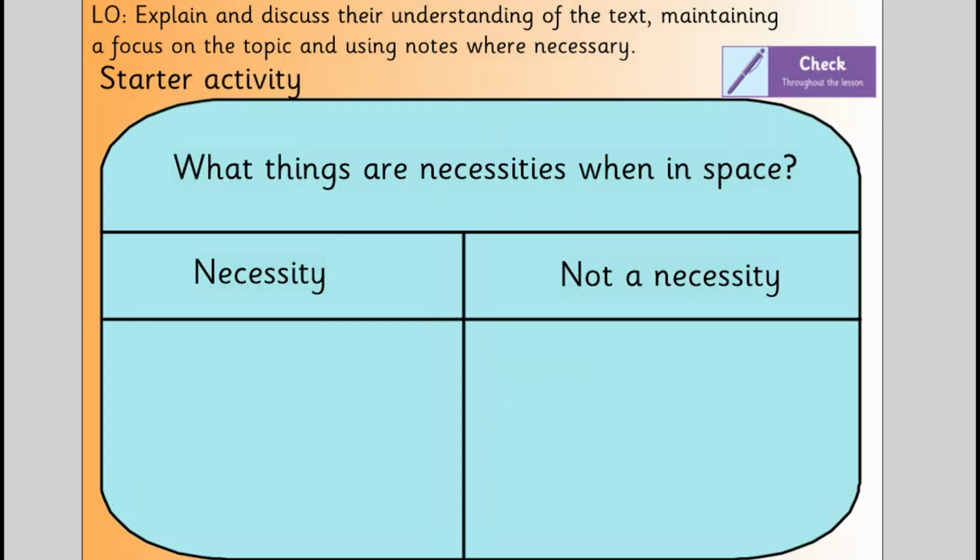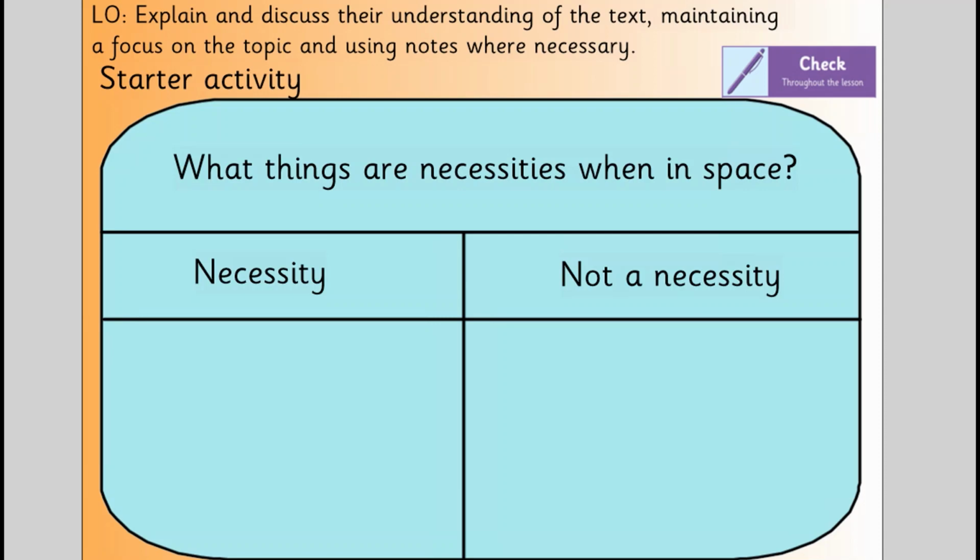So let's have a look at the starter task. What are necessities when in space? What things do we need? A necessity is what things can we not live without when in space? What I want you to do is draw that table, and then when a word comes up, say whether it's a necessity or not a necessity. So pause the video here and write that table down, and we'll go through some of the words together.